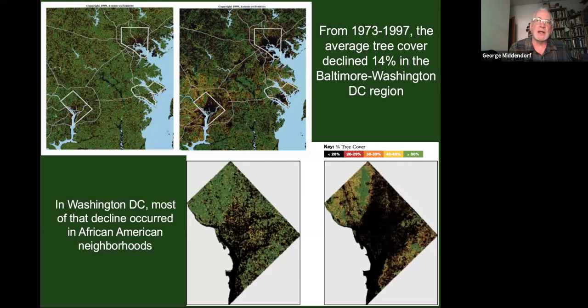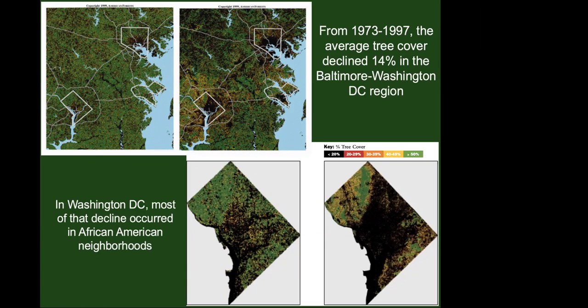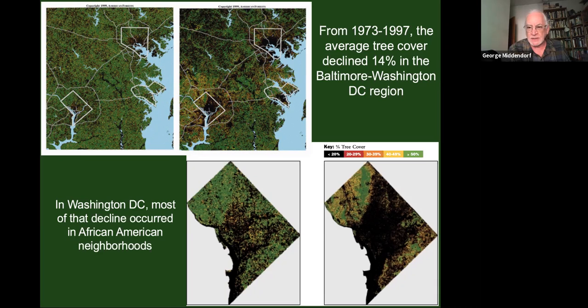And I began the study back in the late 1990s when two satellite photographs came out. And you can see these in the upper left section. The one on the upper left was taken in 1973, and the one next to it was 1997, and it shows a decline in tree cover in the Baltimore, Washington, D.C. region. But when you zoom in on Washington, D.C., what you see is an incredible decline of trees, almost all of which occurred within the African-American neighborhoods. Howard University is located on that right-hand side of the diamond there.